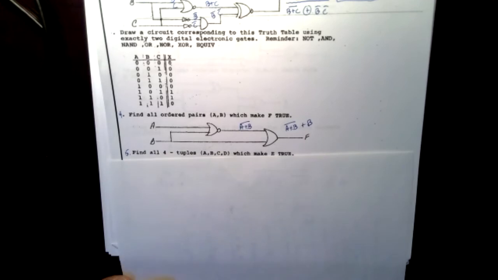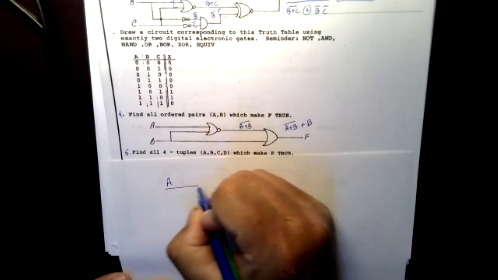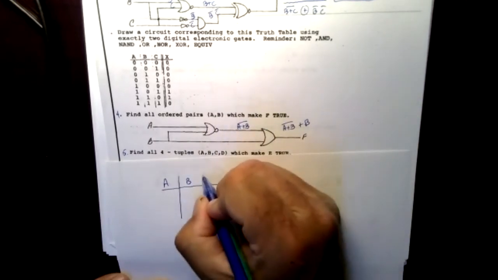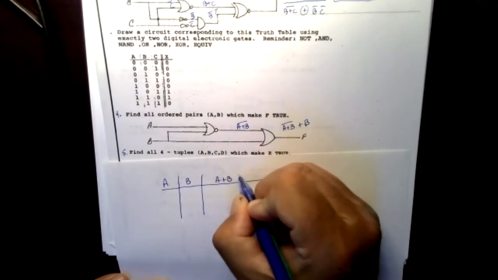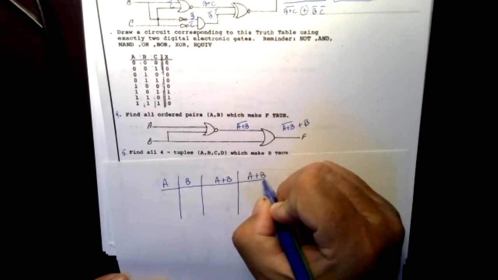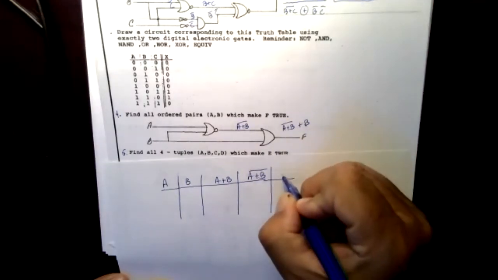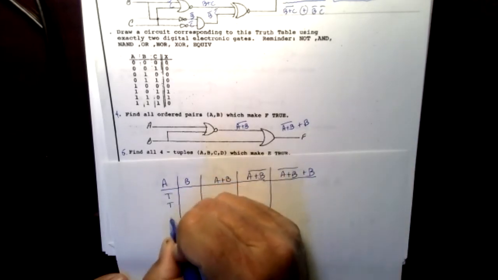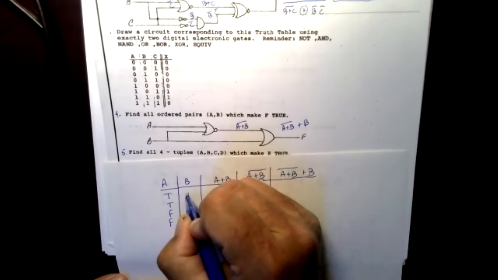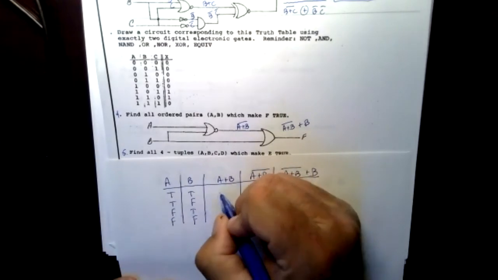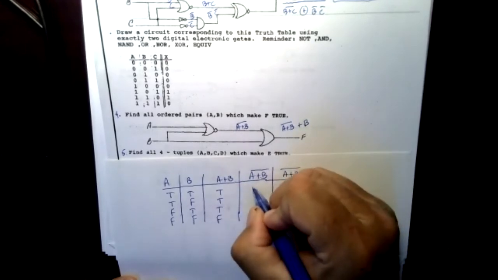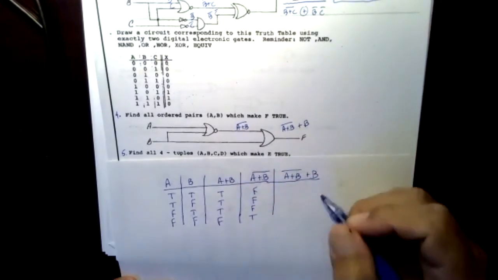All right, so let's see what we got. I have A. I have B. I have A plus B. I have A plus B knotted. A plus B knotted plus B. True, true, false, false. True, false, true, false. Or true, true, true, false. The knot of that: false, false, false, true.